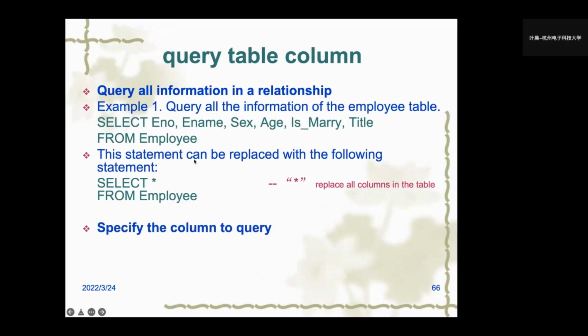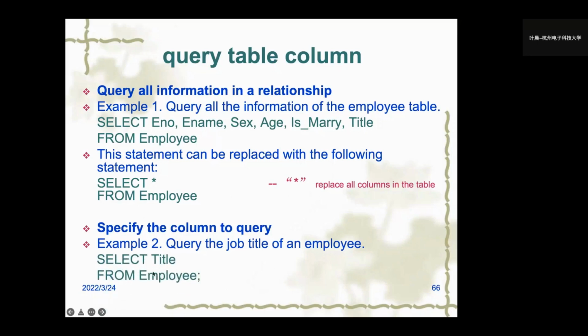And then if you want to specify the column you want to query, for example, if you want to query the job title of an employee, then you can just put the attribute name title. We can see in table 1, the last column, its attribute name is title. So if you just want to query this title, you can just write select title from the table employee here, and it is okay.